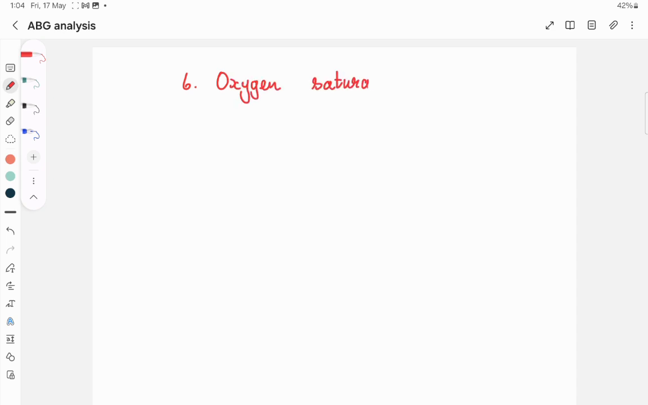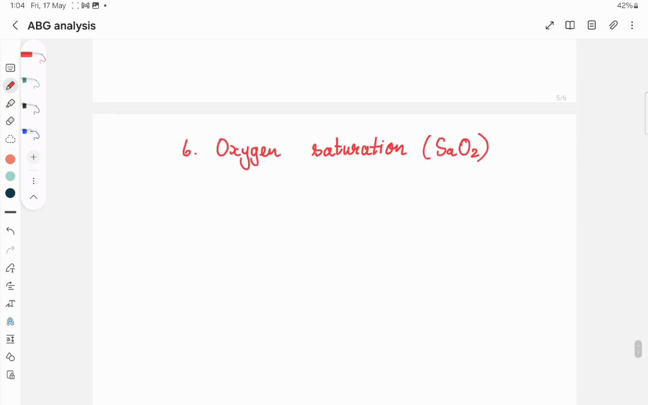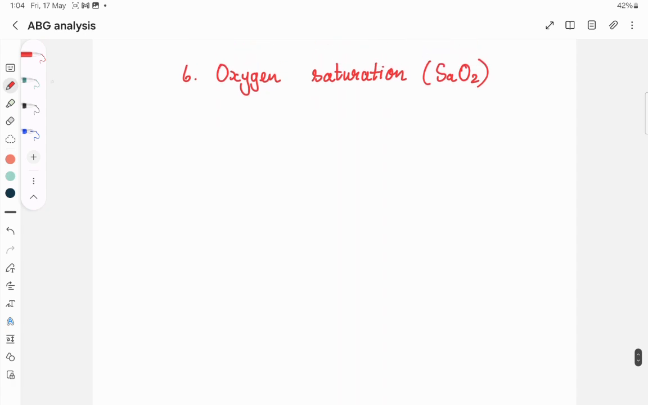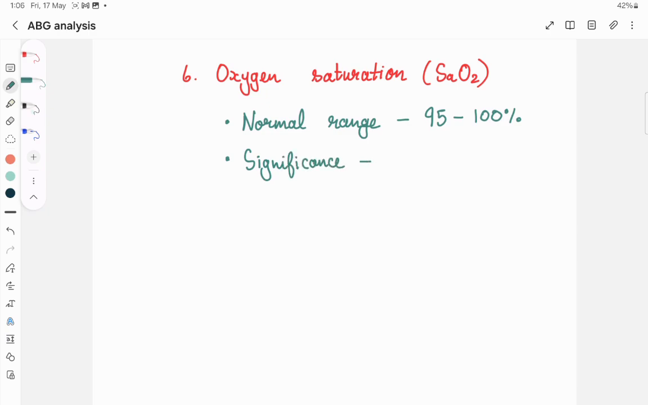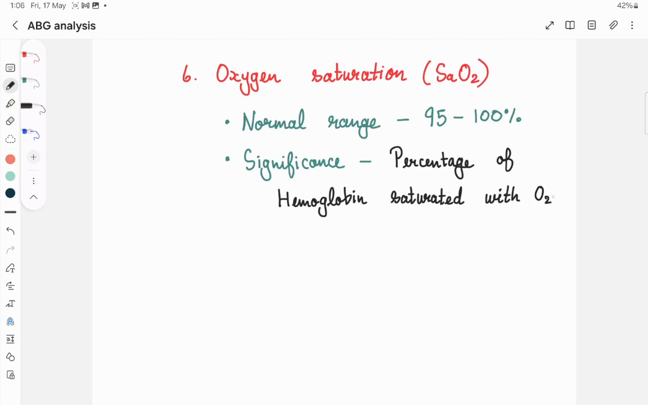So our next component is oxygen saturation, SaO2. Before, we learned about the partial pressure of oxygen in blood, and now it is oxygen saturation. The normal range of oxygen saturation is 95 to 100%. What is the significance? It shows the percentage of hemoglobin saturated with oxygen.